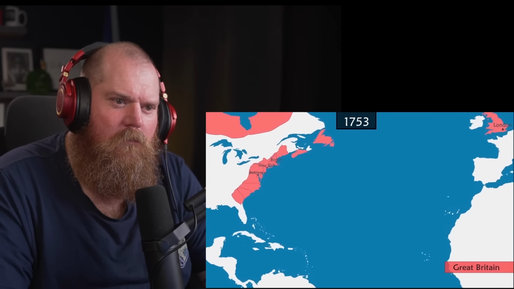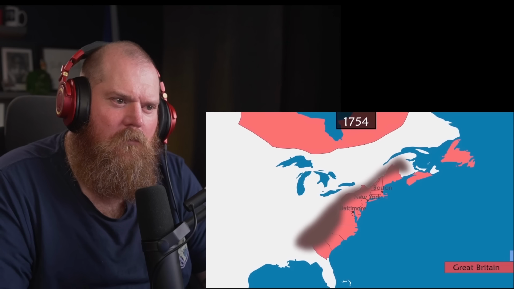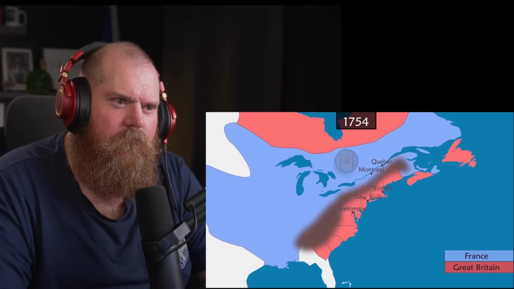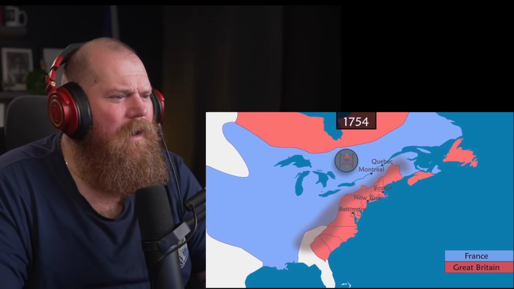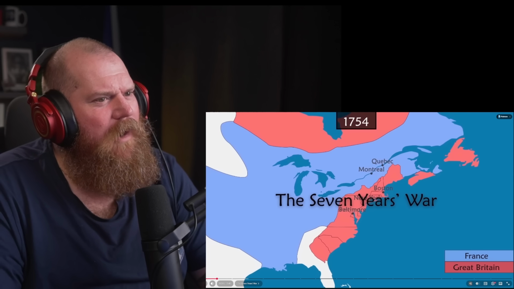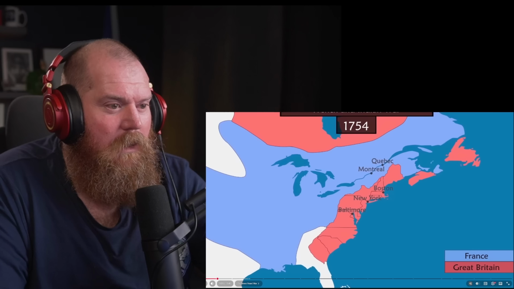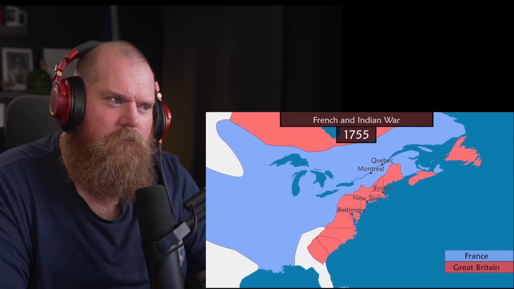Further west, the Appalachian Mountains form a natural boundary. Beyond it is the vast French colony, which lives mainly off the fur trade. Wow. That's how much France owned? Holy moly. Okay. Tensions rise between the French and British colonies.